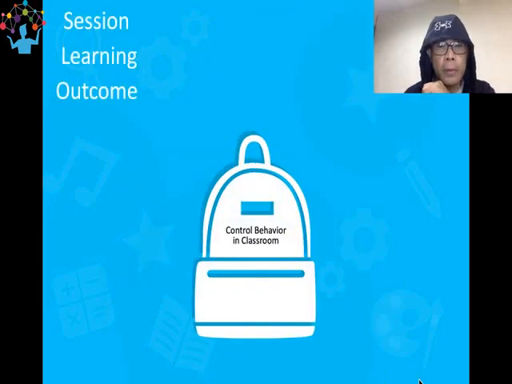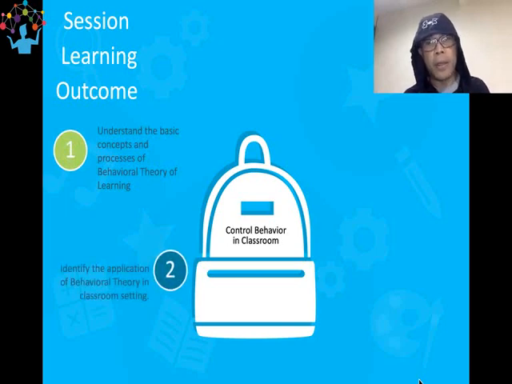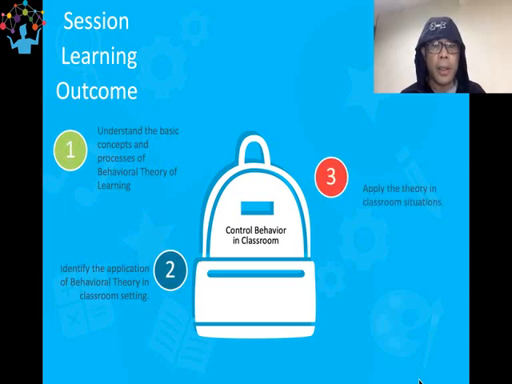For this module, for this session, we have four basic learning outcomes. First, we intend to understand the basic concepts and processes of behavioral theory of learning. The second is to identify the application of behavioral theory in classroom setting. The third is to apply the theory in classroom situations. And the fourth is to understand and solve the case of Zainab. Remember our case.